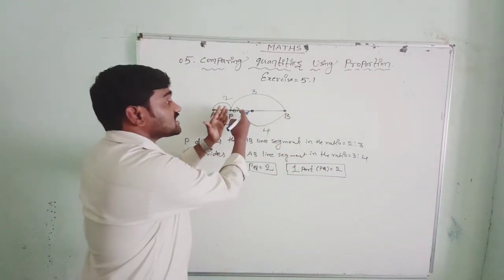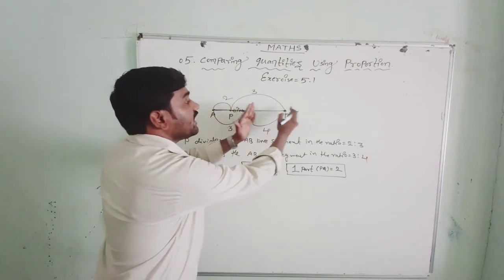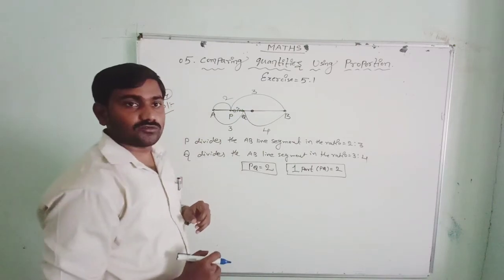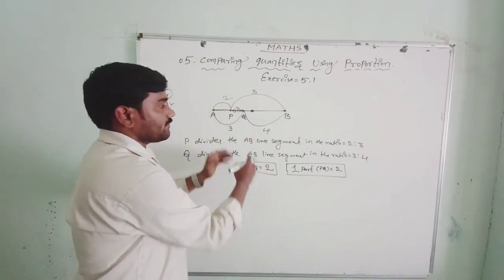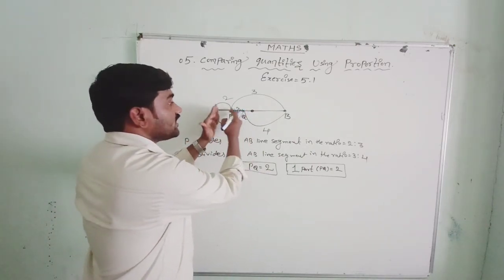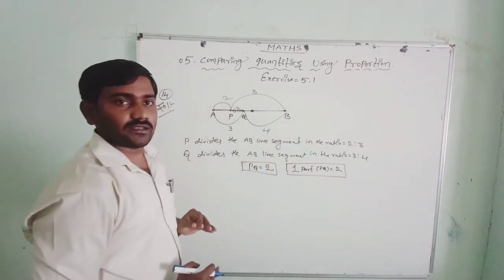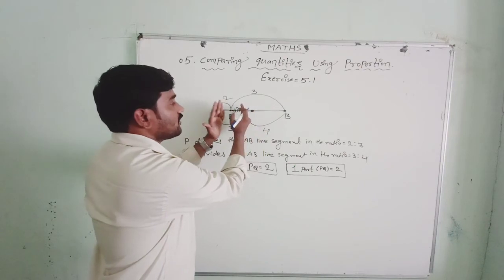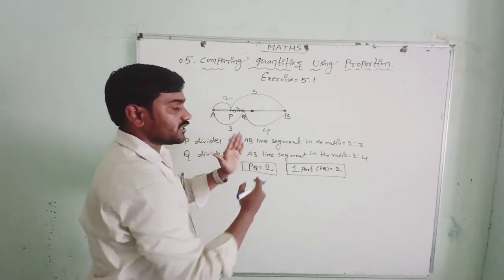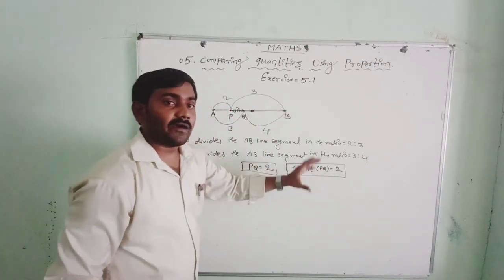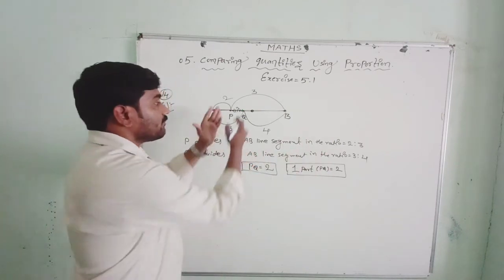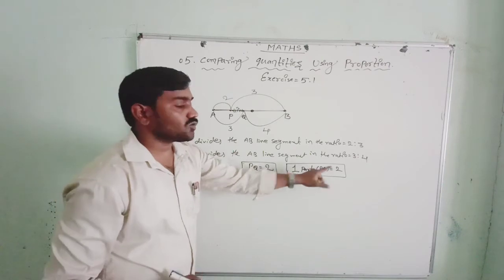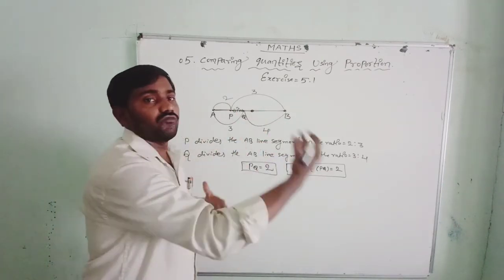Then how many such parts are there on AB? We have to see how many such PQ parts we can make on AB. Suppose there are 10 parts like PQ on AB, then one part equals 2, 10 parts equals 20. If we can make 20 parts like PQ, then 1 part equals 2, then 20 parts equals 4 centimeter.